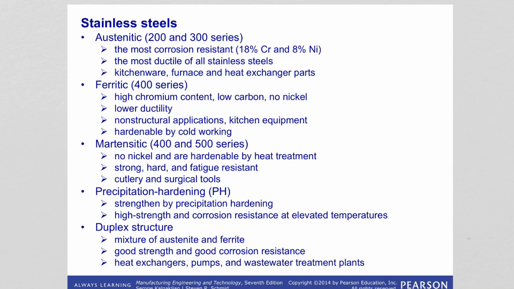Martensitic stainless steel, 400 and 500 series, has no nickel, and is only hardenable by heat treatment. Of course, the martensite phase being hard and strong, these are strong, hard and fatigue resistant, and they are used in cutlery and surgical tools.